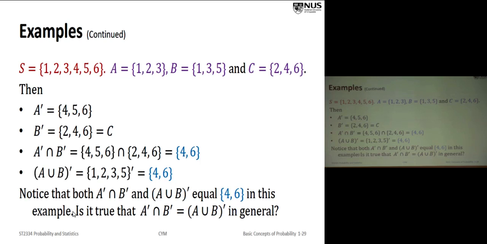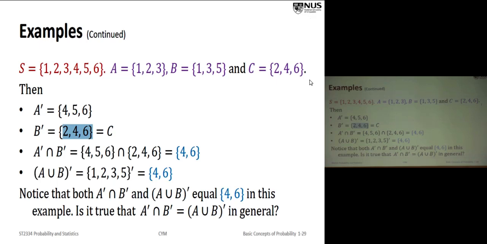So let's see here. We have an example. 1, 2, 3 is the set A. So the complement of A are the elements in the sample space S which do not belong to A. So that's 4, 5, and 6. Now the set B is the set 1, 3, and 5. If I want the complement of B, there's all the elements in S which do not belong in the set 1, 3, and 5, which is obviously 2, 4, and 6. And we can call that the event C, which is what we had in the beginning.